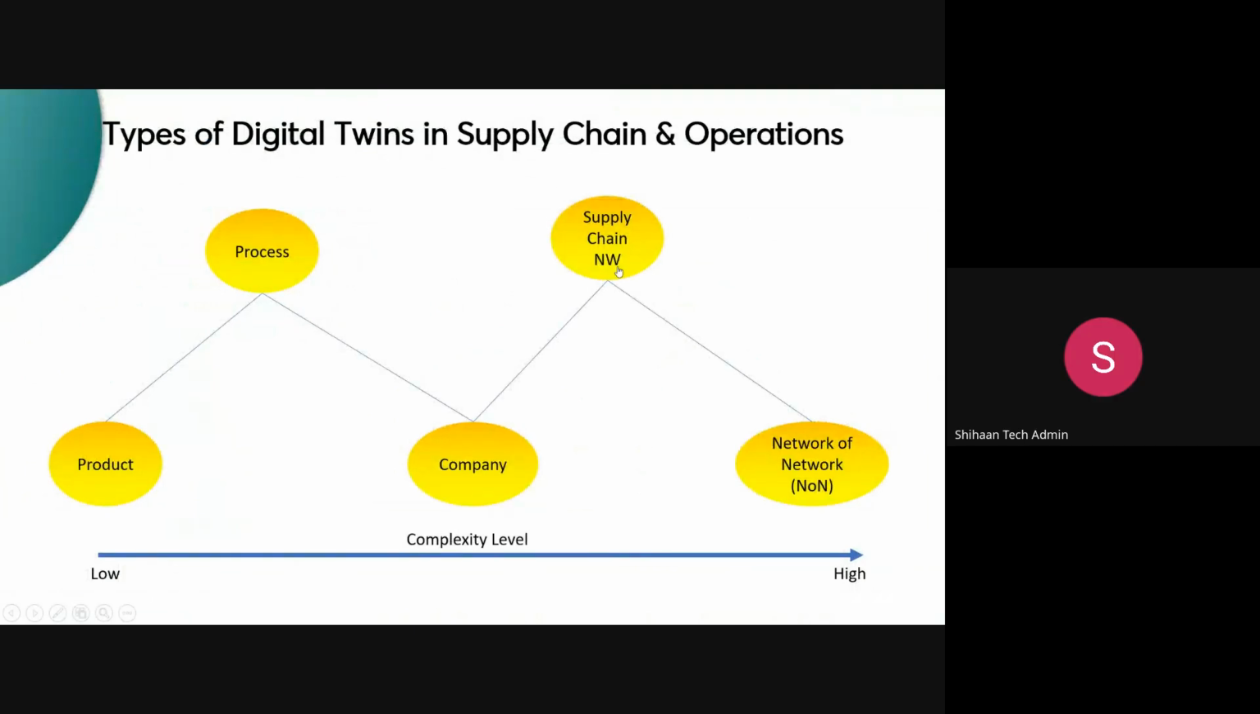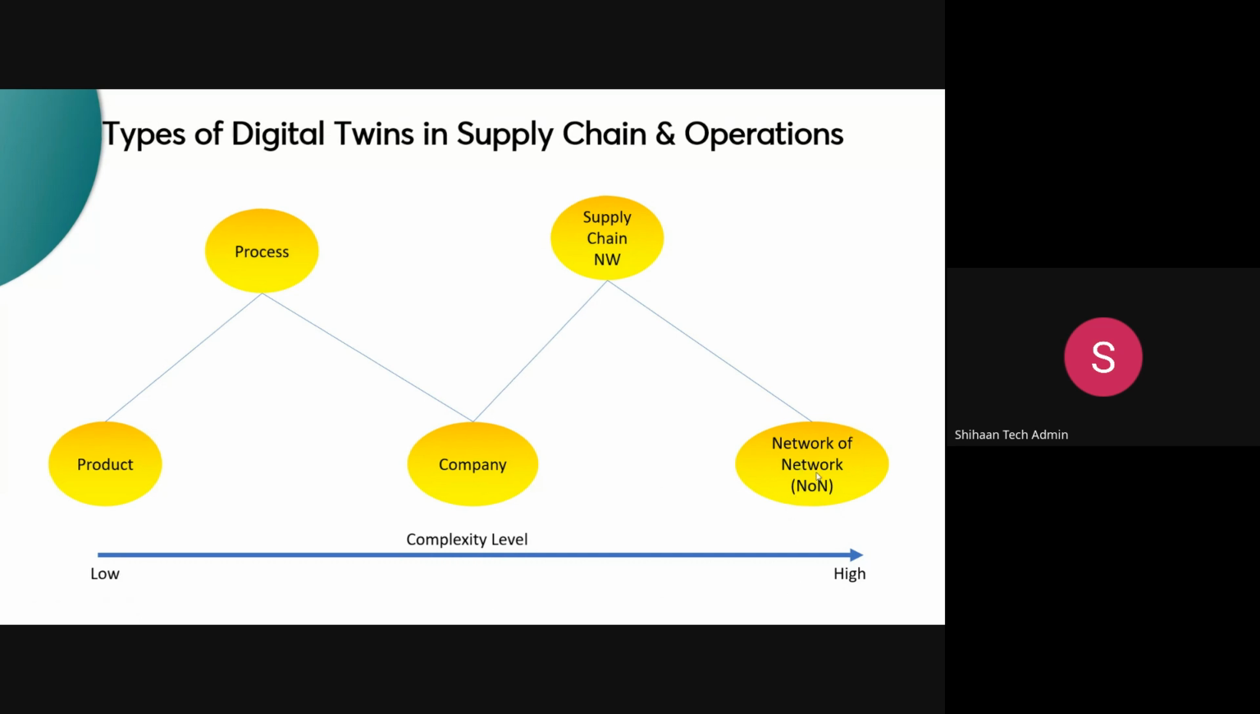So I just explained up to here the different types of digital twin in the context of supply chain and operation. We have explained product, process, company level, and supply chain network. The bigger the ecosystem gets, the higher the complexity level also gets.